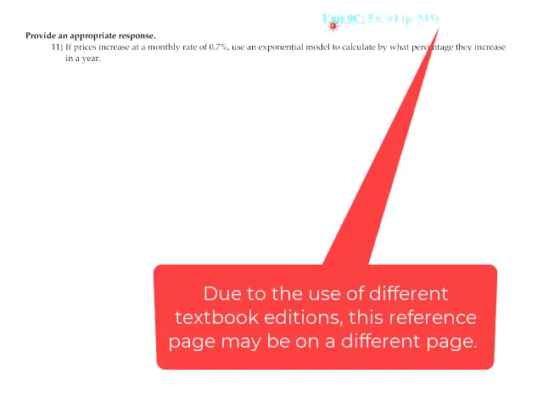For problem 11, provide an appropriate response if prices increase at a monthly rate of 0.7%. Use an exponential model to calculate by what percentage they increase in a year. So this problem is similar to Unit 9C example number 4 on page 545.